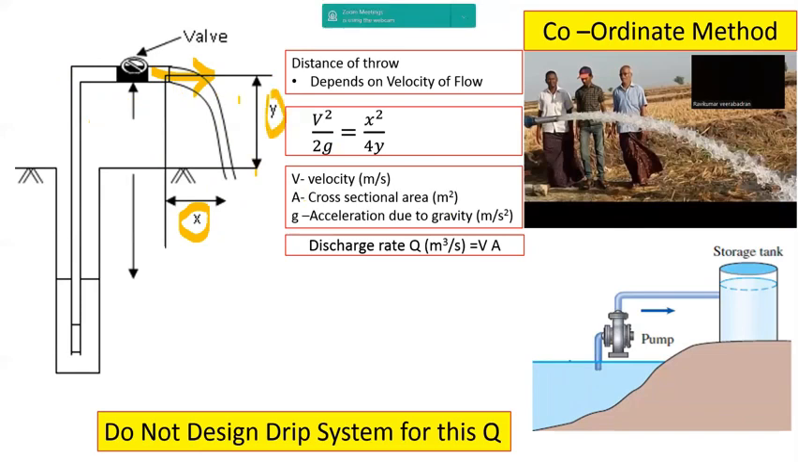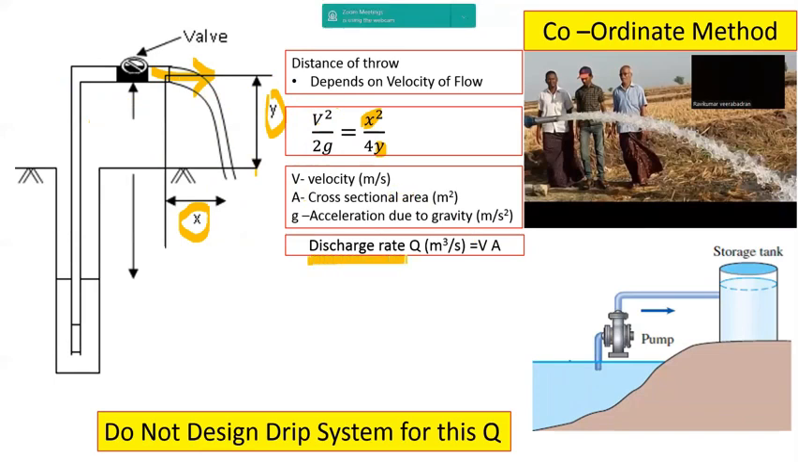The relationship is something like this: V squared by 2G, the kinetic head of the jet of water at this place, is equal to X squared by 4Y. X is measurable and Y is also measurable in the field. So once we measure X and Y, we can substitute in this equation to get the velocity of flow.